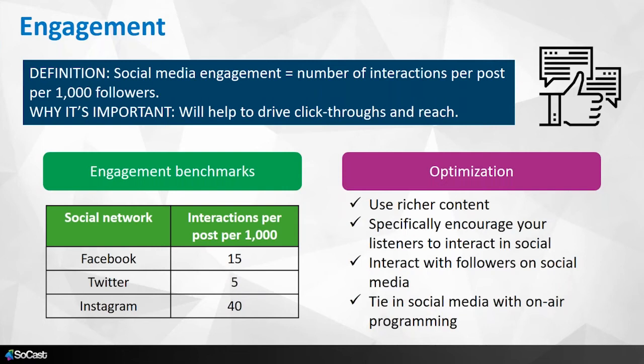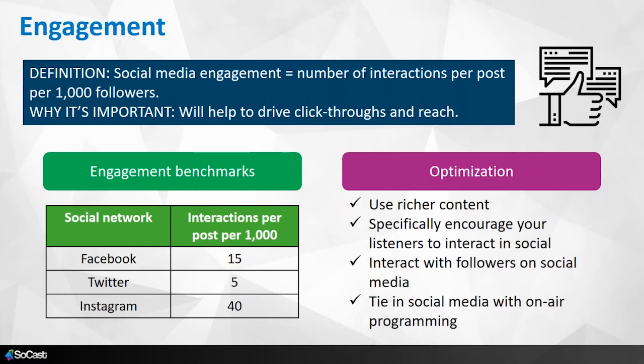This is an important metric because it will help drive click-throughs to your website and increase the reach of your content. Benchmarks for this metric vary between social networks. Here are some benchmarks for interactions per post per 1,000 followers for some of the major social networks. For Facebook, you should aim for 15 interactions per post per 1,000 followers, 5 on Twitter, and 40 on Instagram.